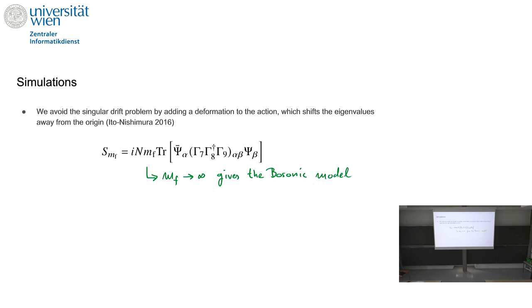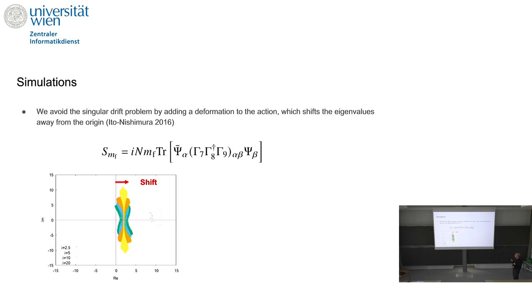Notice also that if this term becomes very large, then it effectively freezes the fermionic fluctuations, and we obtain the fermion-quenched model, a.k.a. the bosonic model, a model without fermions. Here is also a cartoon of the effect of this term. I will show that figure later for more details. But you see that its effect is to take the eigenvalues of the matrix M and shift them to the right from the origin.